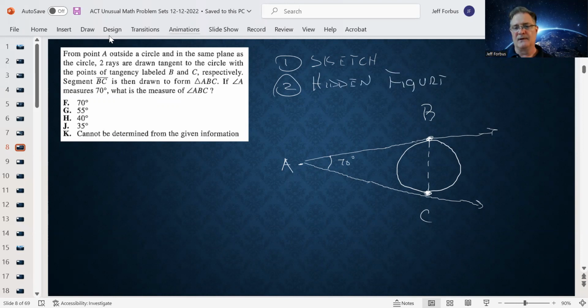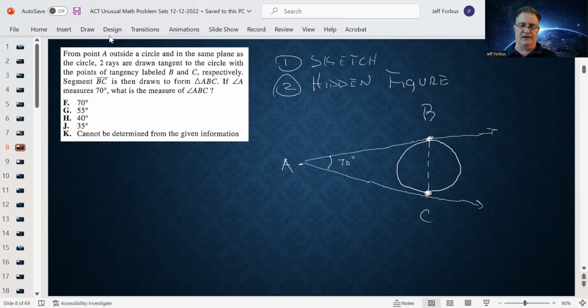Hidden figure. That figure wasn't obvious in the beginning, but now it is. This is a really important concept because on the ACT, when it has drawings, you can always find another figure within the drawing that leads you to more information that has not been presented in the question. And that extra information gives you extra details, math knowledge that you can apply to solve the problem. So our hidden figure was a triangle. Well, what type of triangle?